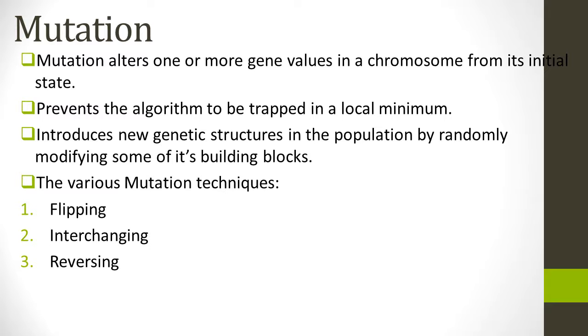After crossover, the strings are subjected to mutation. Mutation prevents the algorithm from being trapped in a local minimum. It introduces new genetic structures in the population by randomly modifying some of its building blocks. There are many different forms of mutation for the different kinds of representation. There are various mutation techniques like flipping, interchanging, and reversing.